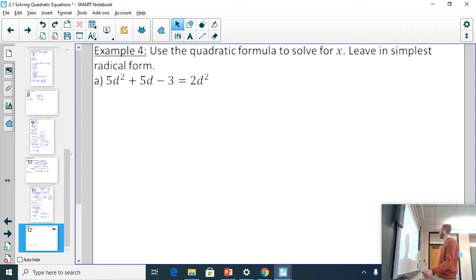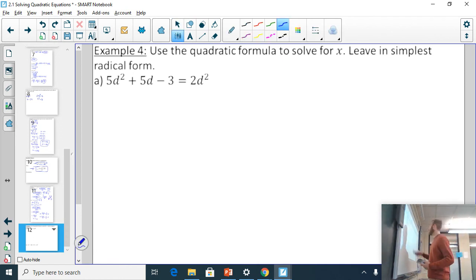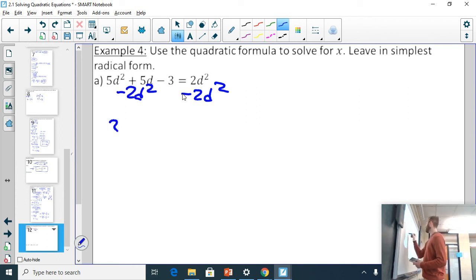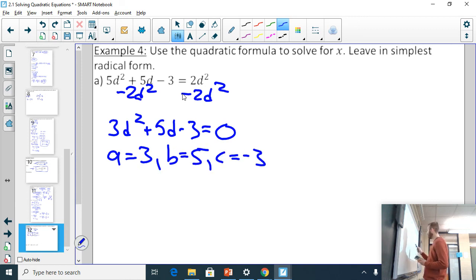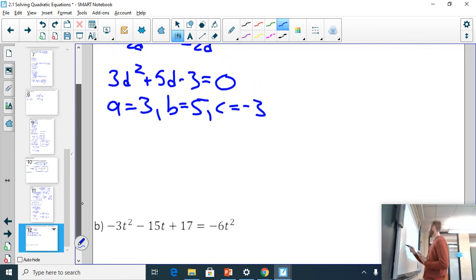So use the quadratic formula to solve for x. Leave in simplest radical form again. Just one last one. We have to subtract that 2d squared over, so we get 0. 5d squared minus 2d squared is going to be 3d squared plus 5d minus 3 equals 0. I have a feeling this one's not going to turn out so nice, so we have a equals 3, b equals 5, c equals negative 3. And then we just follow our formula.